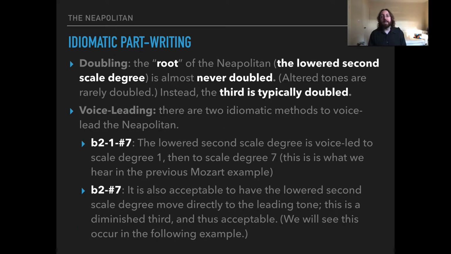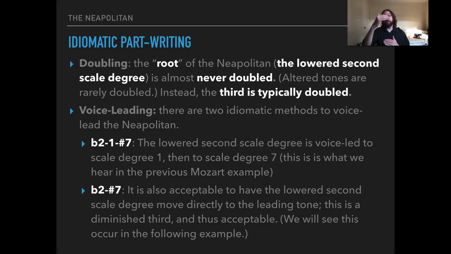Let's talk about some idiomatic part writing. So, in terms of doubling, in this case, the root of the Neapolitan, quote unquote, in other words, the lowered second scale degree, is almost never doubled. Remember that altered tones are rarely doubled because they tend to be tendency tones.